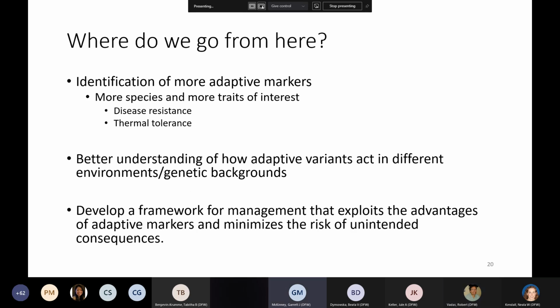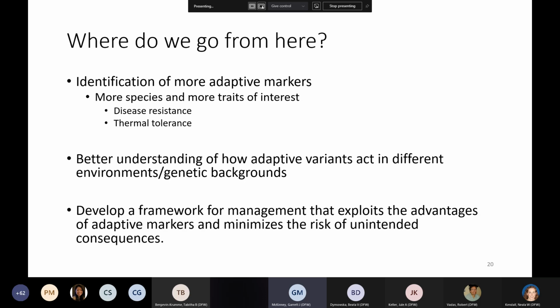So, big picture, where do we go from here? One of the obvious steps is identifying more adaptive markers in more species. In salmon, I think a couple key traits going forward for people to identify adaptive markers are going to be disease resistance and thermal tolerance. Both of these traits have a number of studies showing that there is a genetic component to them. But so far, to my knowledge, they've only identified broad genetic regions and not individual genetic variants that have a high association with disease resistance or thermal tolerance, at least in Pacific salmon.